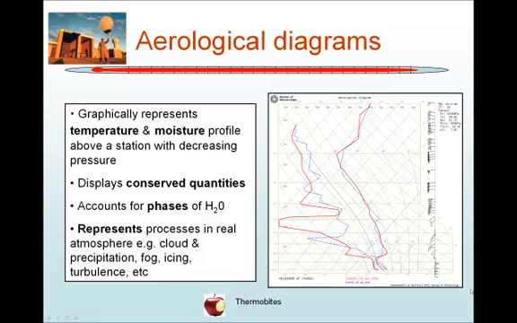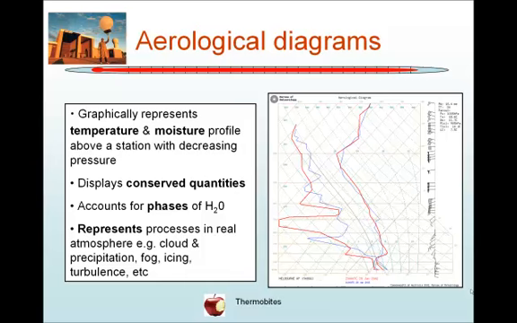Aerological diagrams. An aerological diagram is a diagram on which we can display, calculate, and perform various processes that happen in the real atmosphere. It's where we can graphically represent temperature and moisture profiles above a station with decreasing pressure. These parameters are measured by balloon launches, shown in the photograph in the top left.